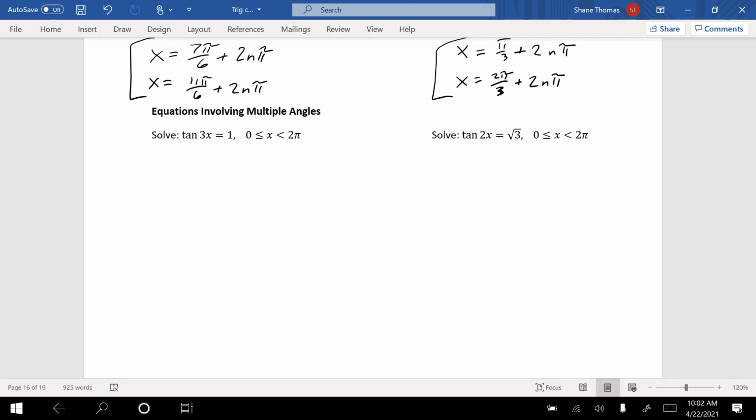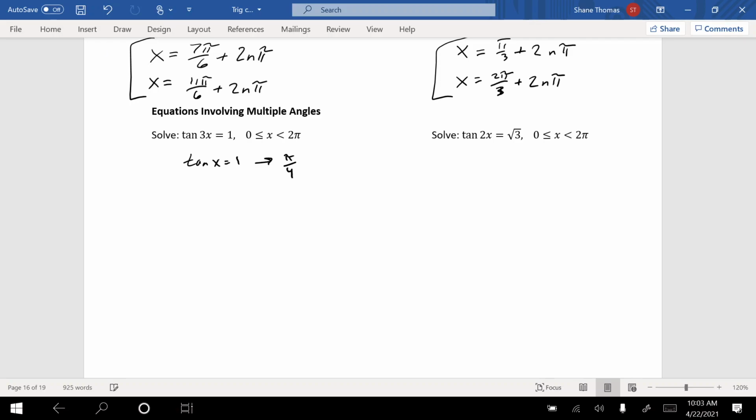All right, so for this one, we have to basically ignore that 3 for a second. So my question is, where does the tangent of x equal 1 on our unit circle? Pi over 4, wouldn't it? Okay. So pi over 4, and that's the first one. We're only going to take that first one into account. Okay. So tangent x equals 1 at pi over 4.